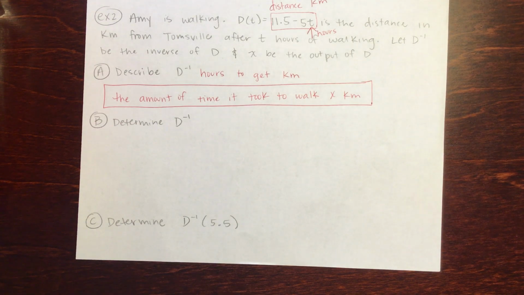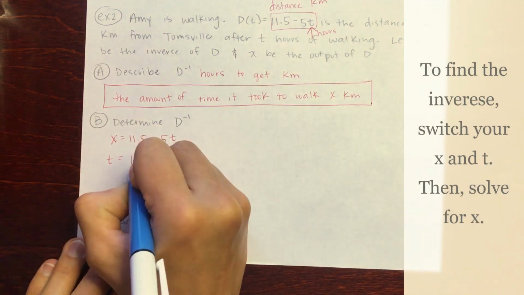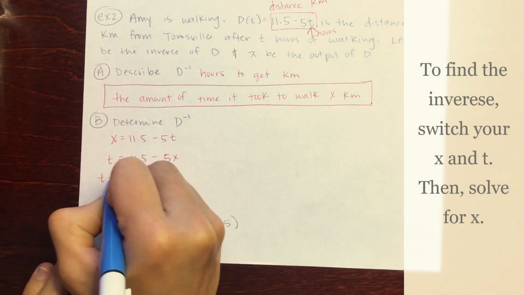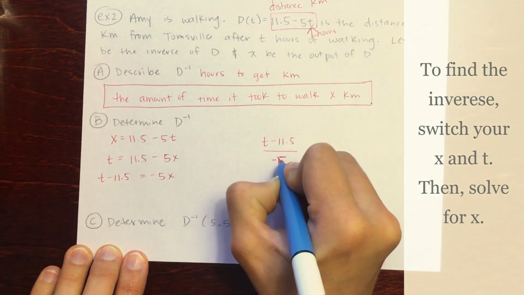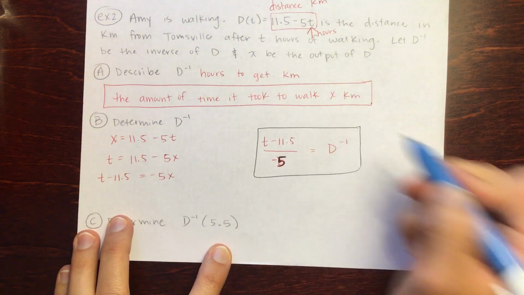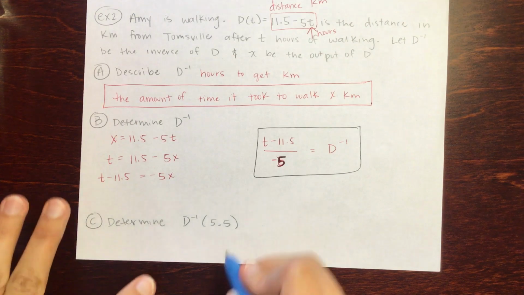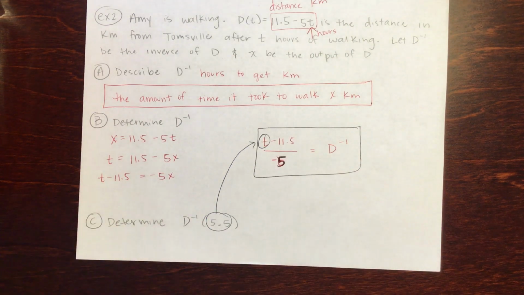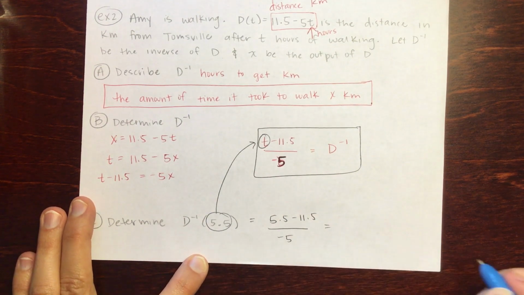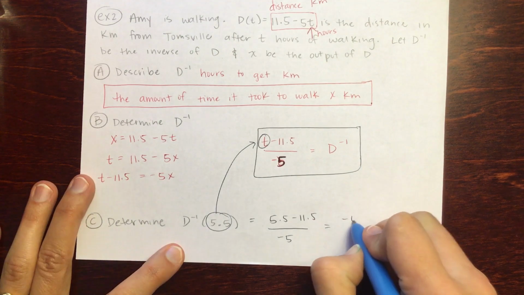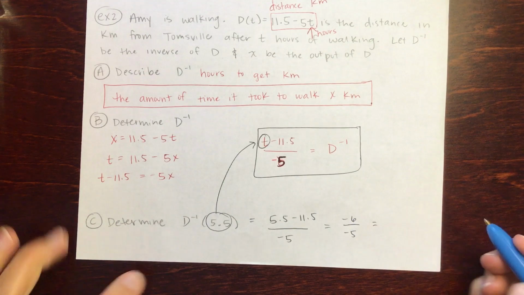All right, now let's determine D inverse. Last step, let's determine D inverse of 5.5. Replace our t with a 5.5. Subtract across the top. Divide this out, double negatives makes it a positive.